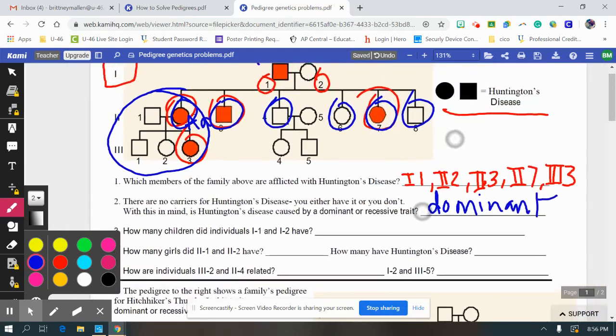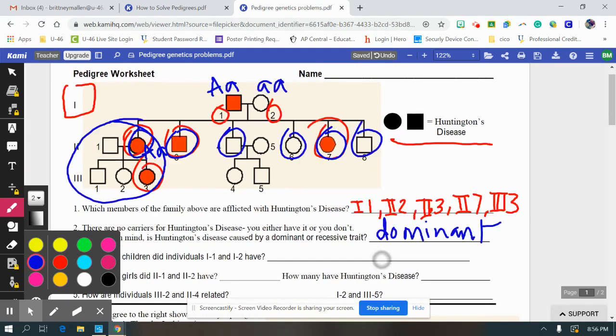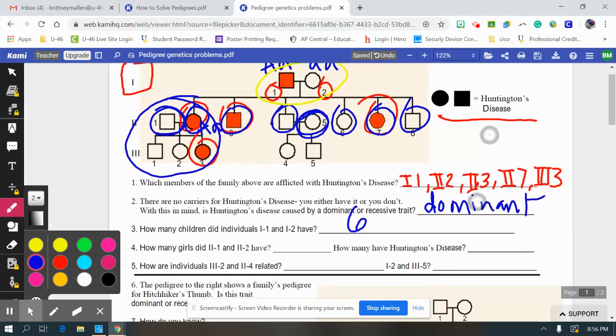Next question. How many children did generation 1, individual 1, and generation 1, individual 2 have? So now we are talking about these two at the top. We just counted them before, and we know they have 6. Be really careful not to count any marriages. You have 2 marriages here. Be really careful not to count those.